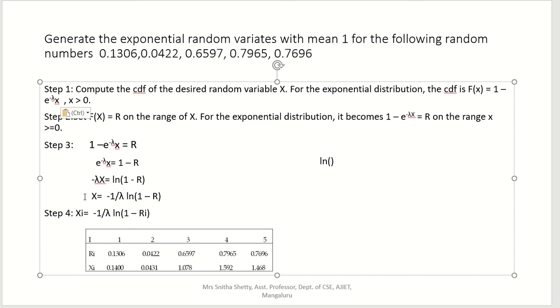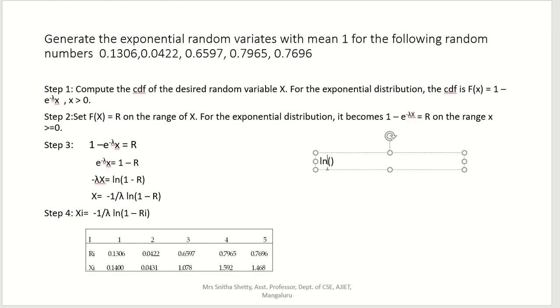Okay, so this formula we get in step 3 according to the algorithm: x is equal to minus 1 by lambda ln of 1 minus r. Correct? Okay, now step 4. How many random numbers are there given? Based on that you can calculate.